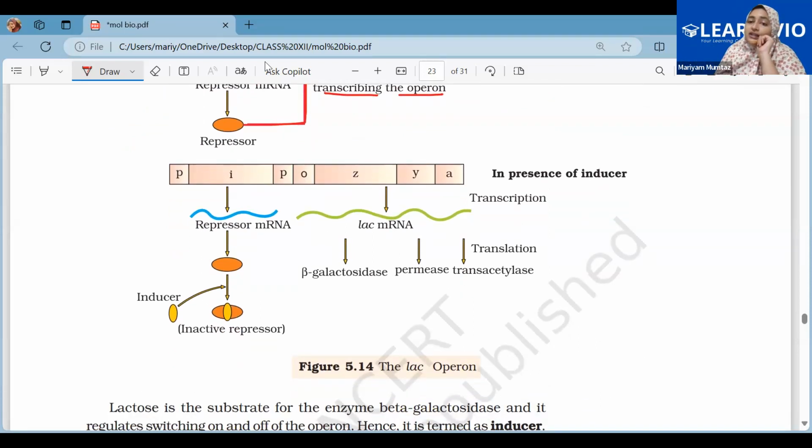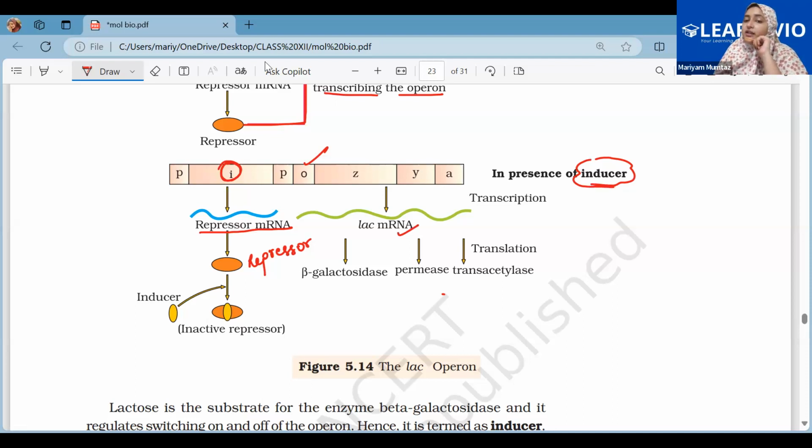But whenever inducer is present, then what will happen? This I, which is the repressor gene, will make repressor mRNA, and this is the repressor. Now, in the presence of an inducer, the inducer comes and binds to the repressor and makes it inactive. So this repressor does not go and bind to the operator. So now the transcription process continues, and then translation also happens. So this is how the lac operon in bacteria works. Then the lac mRNA is synthesized.